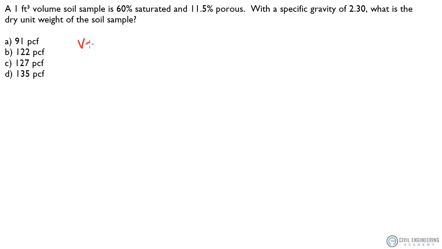So we know the volume is 1 cubic feet. We know that S, which is saturation, is 60%. We know that N, which is our porosity, is 11.5%. And if you're reading this, we got specific gravity. I'll just call it SG is 2.30.